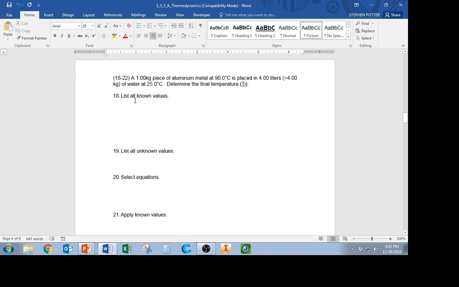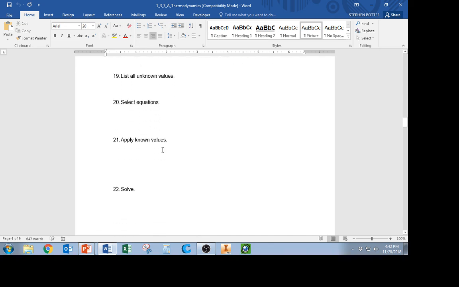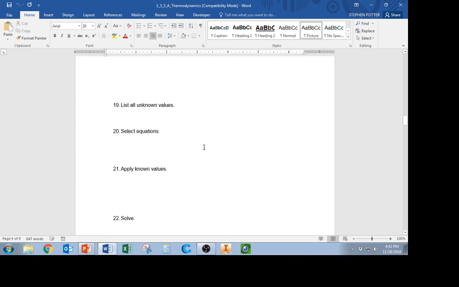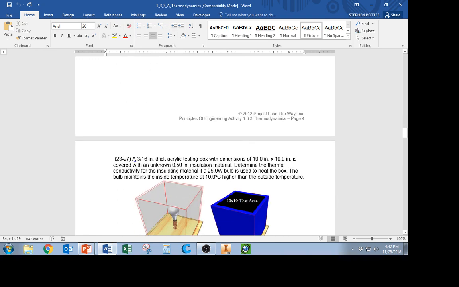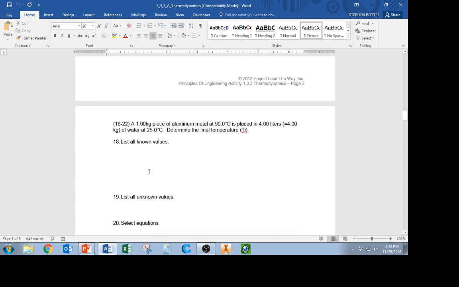We're going to do the same process. You're going to list all of your known values, list your unknowns, figure out your equation, and then solve for what you need to know. So that's your goal, to get through number 22, and then we'll talk about our big project that we're going to do with thermodynamics.